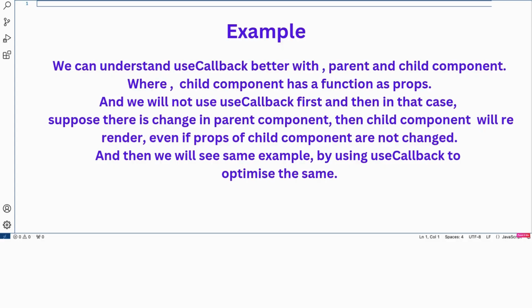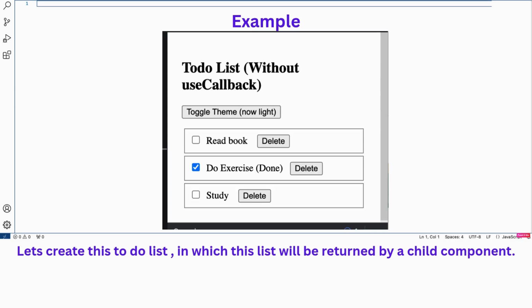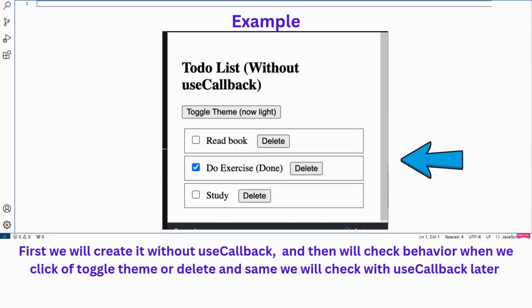We will not use useCallback first, and in that case, suppose there is a change in the parent component, then the child component will re-render, even if the props of the child component have not changed. And then we will see the same example by using useCallback to optimize it. Let's create this to-do list, in which this list will be returned by a child component. First we will create it without useCallback, and then we'll check behavior when we click on toggle theme or delete, and we will check the same with useCallback later.